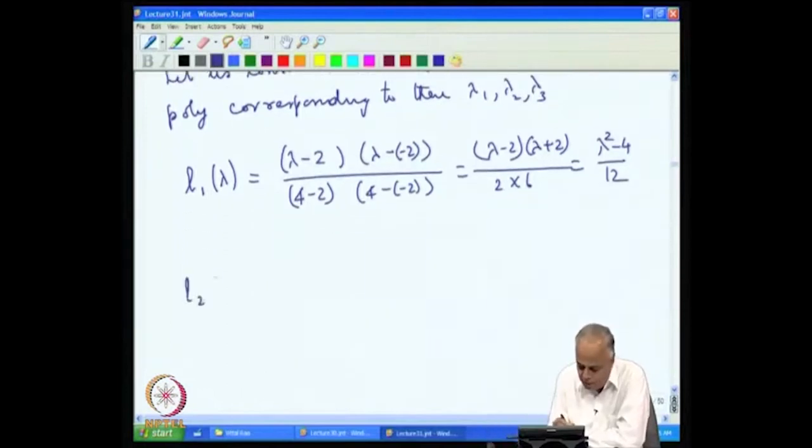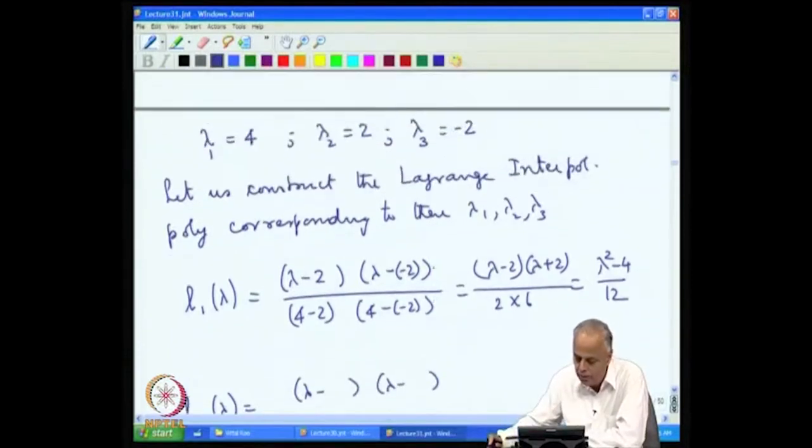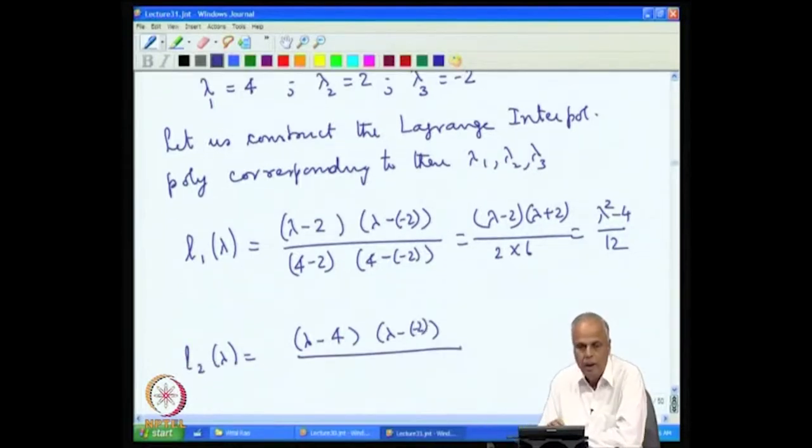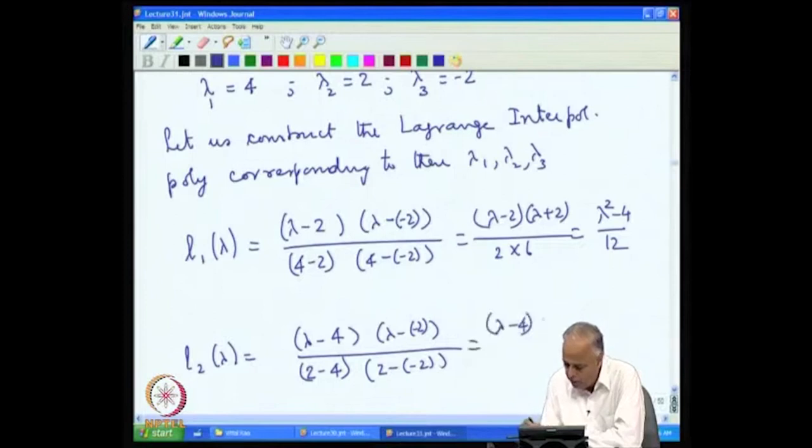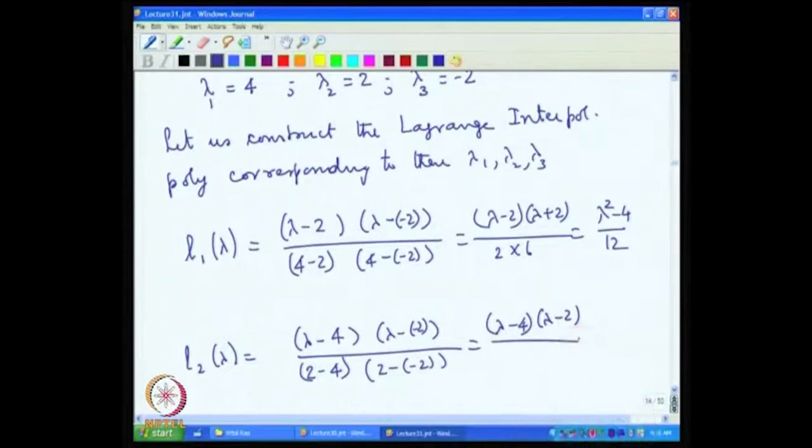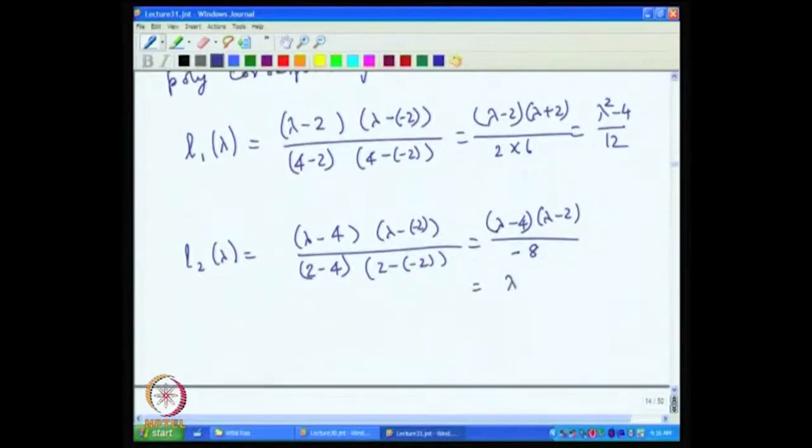The second Lagrange polynomial: again you write (λ - ), (λ - ), and then you skip the second eigenvalue and put the remaining two eigenvalues. And then in the denominator, write the numerator with λ replaced by the second eigenvalue. The second eigenvalue is 2. So it is (2-4)(2-(-2)), which gives (λ-4)(λ+2) divided by -8, which can be written as (λ²-2λ-8)/(-8).